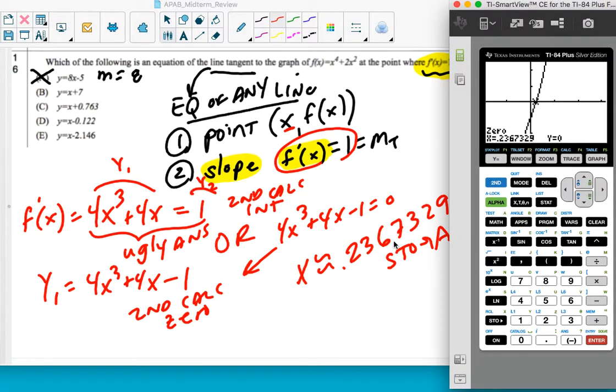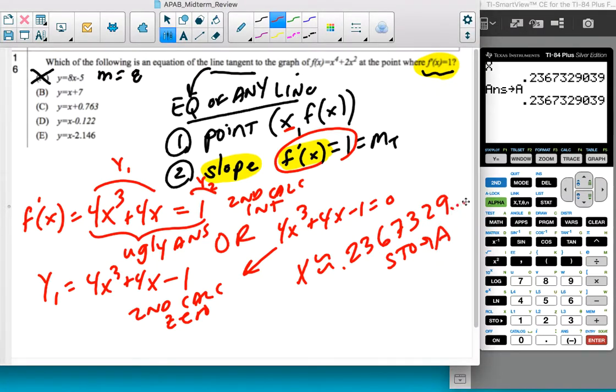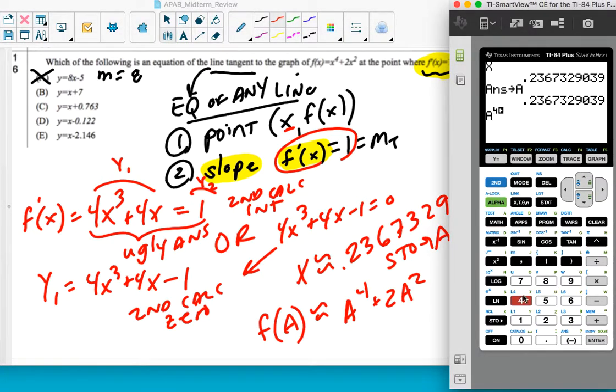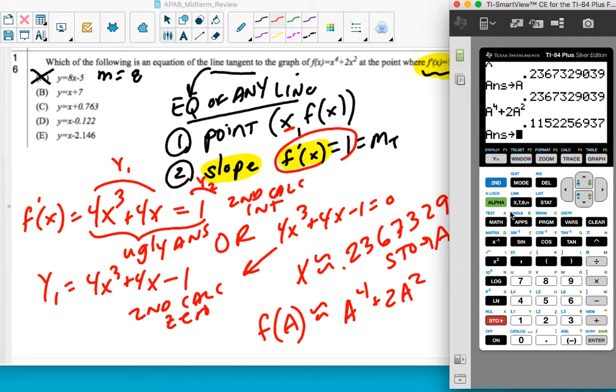So the way to keep this number and to store it as A, I'm going to quit out of here. I'm going to hit that letter X because I just found an X. See how that number comes up? And I'm going to store it as alpha A. So now it's going to stay A even if something else happens. Now to find my y value, I need f of A, which is basically a to the fourth plus 2a squared. Well, I can type that in because I just stored it as A. So I can do alpha A to the fourth plus 2 alpha A squared. There are other ways to do this, but this is the easy option. And I'm going to store that as alpha B.